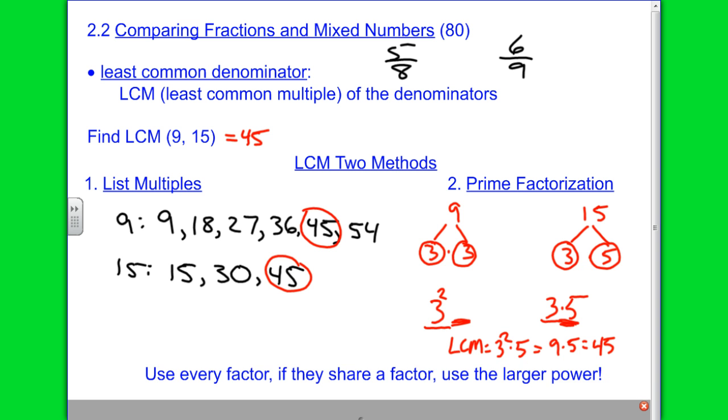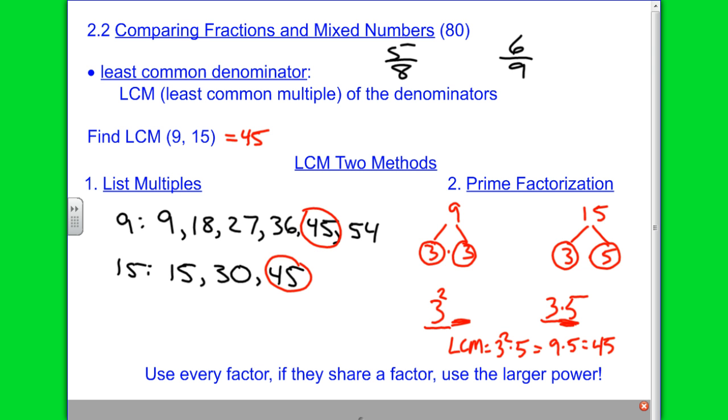Okay? So you can write down the steps to finding LCM by factoring. Use every factor. If they share a factor, use the larger power. If they have the same power, just use it once. Okay? If they both had 3 squared, you would just use 1 3 squared.